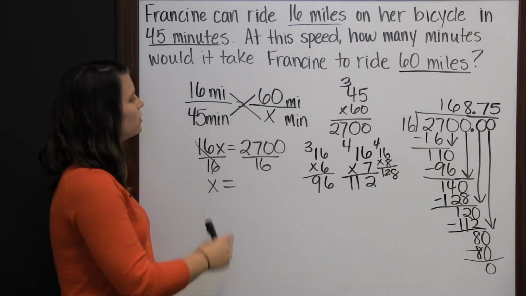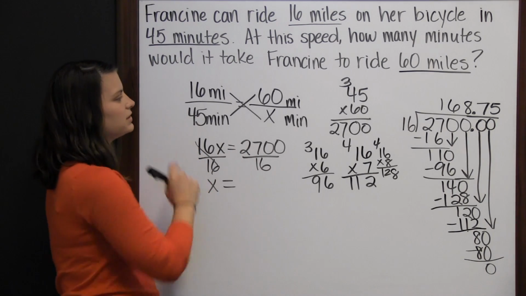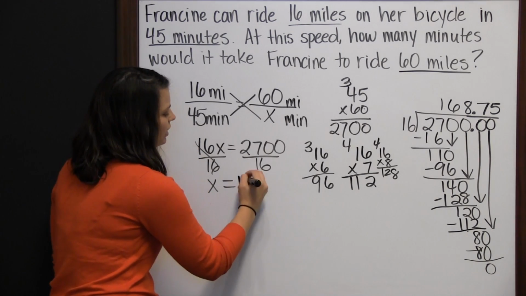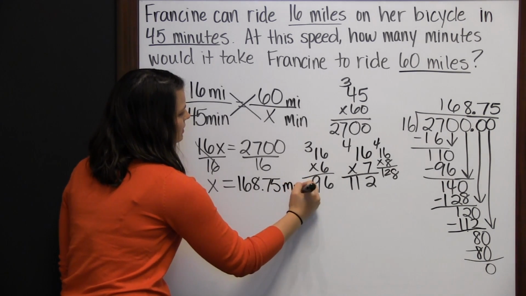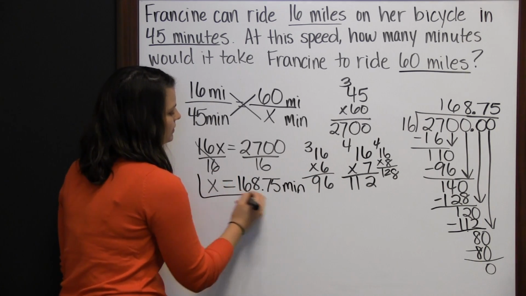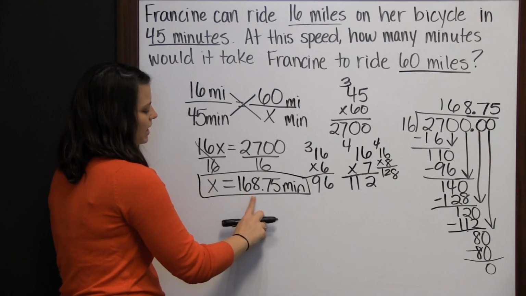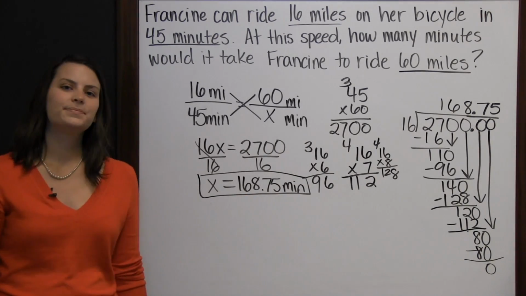So that means if it took her 45 minutes to go 16 miles, it should take her 168.75 minutes to go 60 miles. And this is the answer you would grid in.